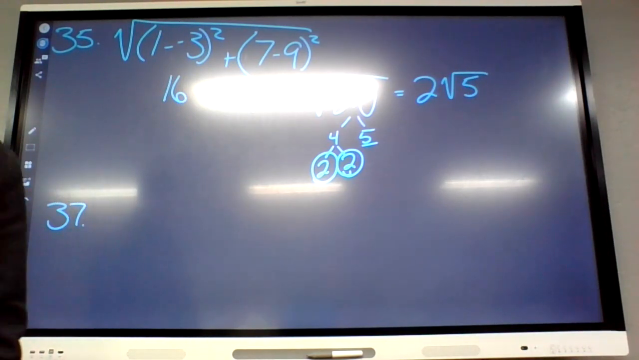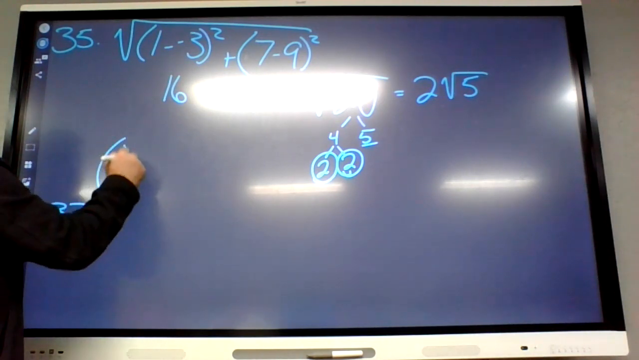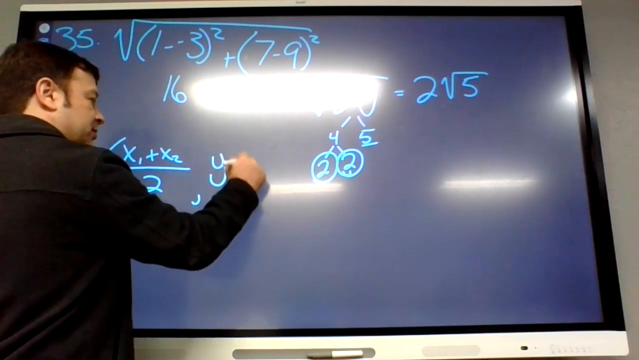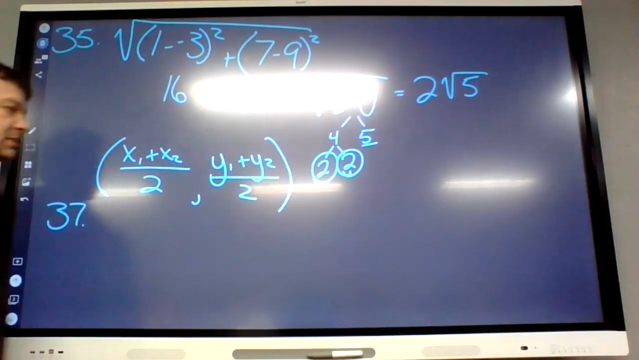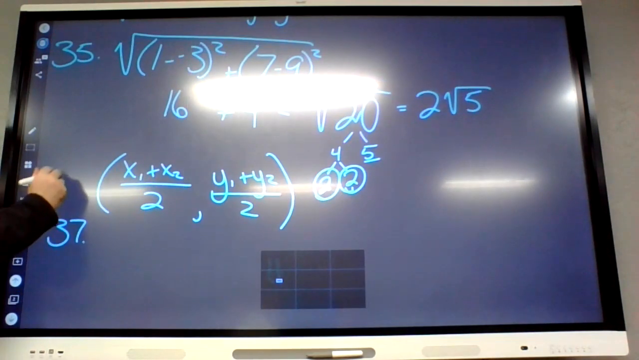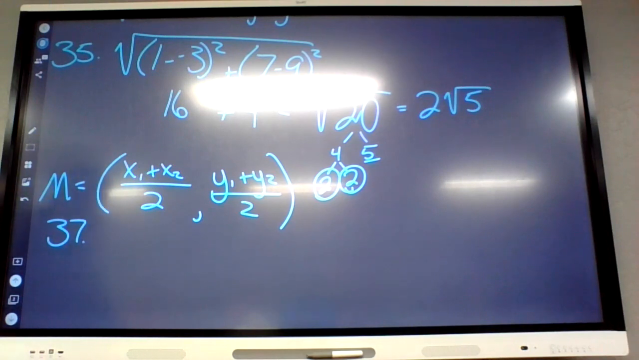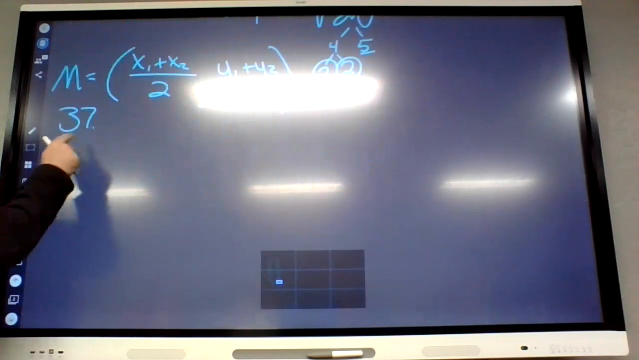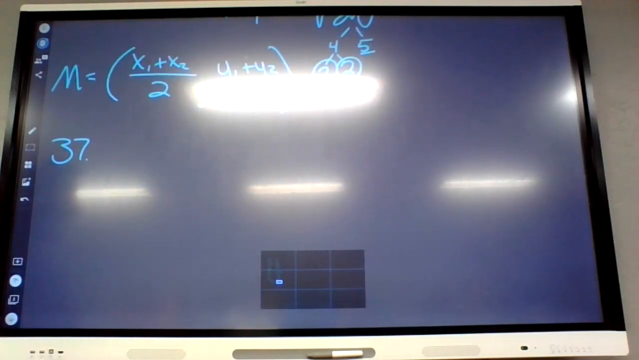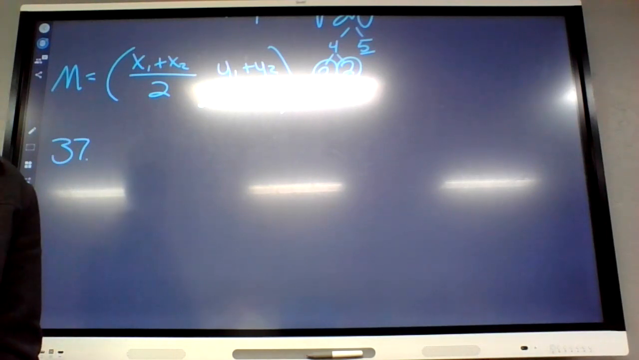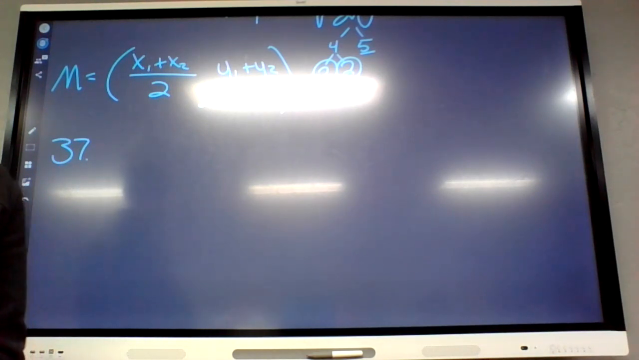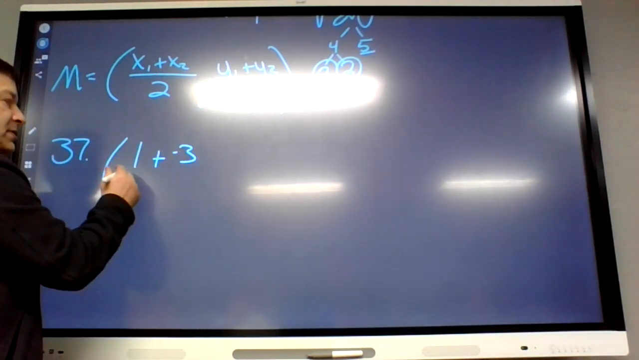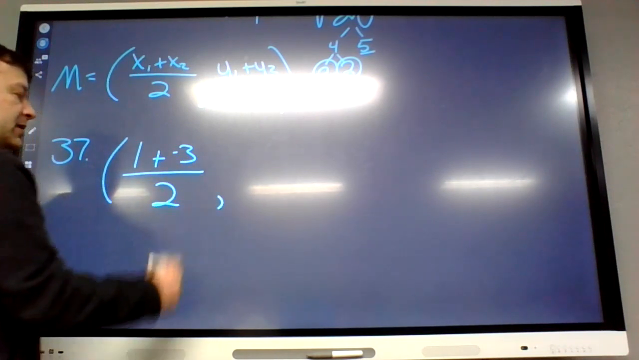37. Midpoint formula. That was another one we did a few of. You average the x values, comma, you average the y values. That is the midpoint. So the x values on 37 are what? What are the x values on 37? 1, negative 3. So you could put 1 plus negative 3, or you could just put 1 minus 3, that's the same thing, over 2, and then what are the y values?